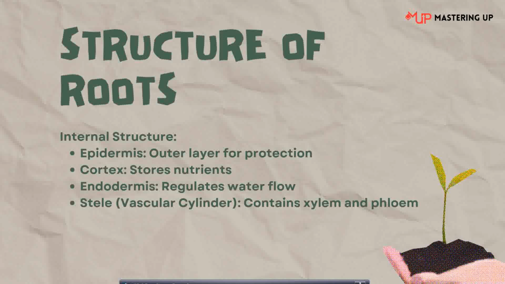It contains xylem and phloem. Xylem and phloem are responsible for the transport of water, minerals, nutrients, and food from one part of the body to another part. So they are the vascular structures. What are the internal structures? We have epidermis, the outer layer for protection; cortex, which stores nutrients; endodermis, which regulates water flow; and stele, the vascular cylinder, which contains xylem and phloem.